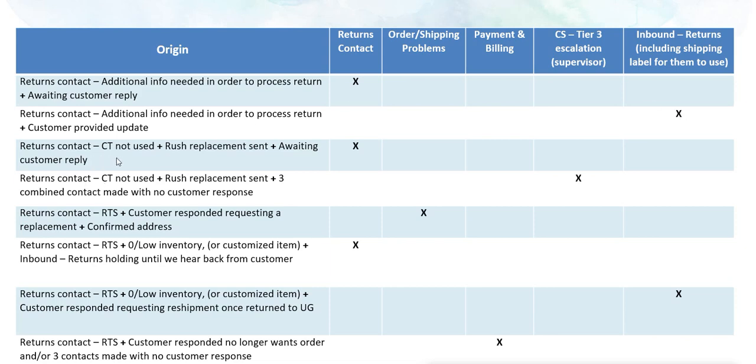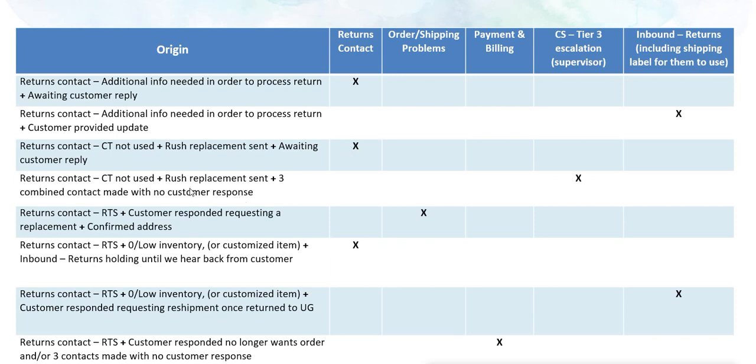It starts in the returns contact group. The call tag has still not been used. We sent a rush replacement and we're still awaiting customer replies. So we're still in the middle of doing those 3 contacts to reach out to the customer. It's going to still live in the returns contact group until we hear back from them, or until we've reached the max amount of times to reach out to the customer.